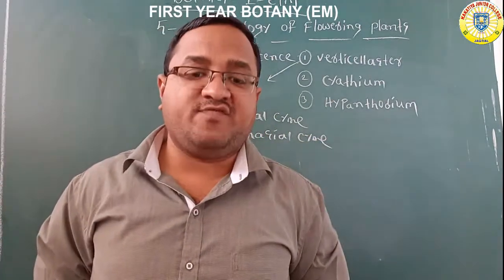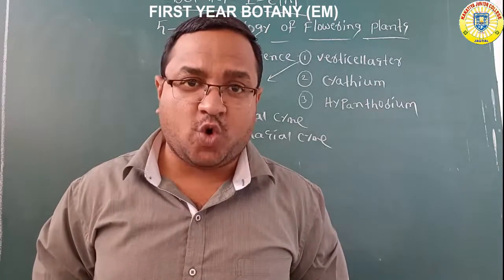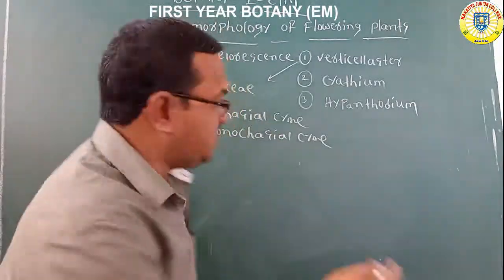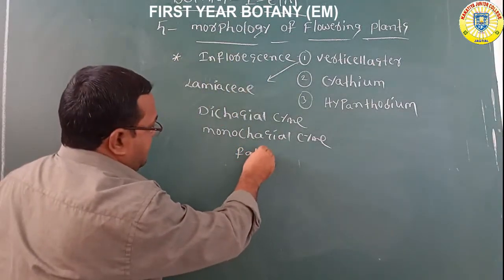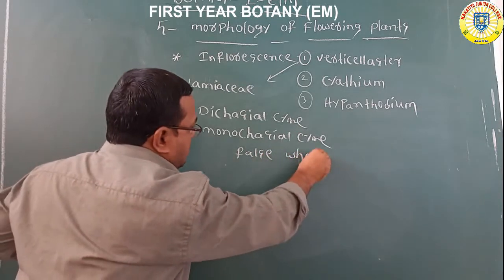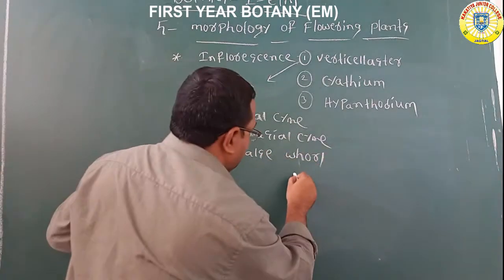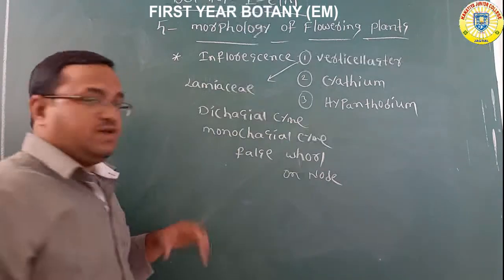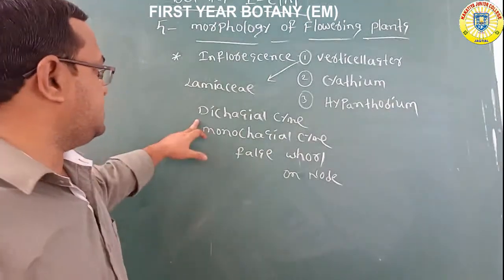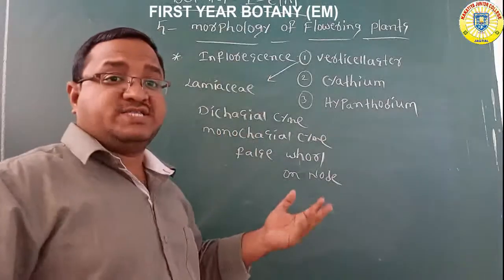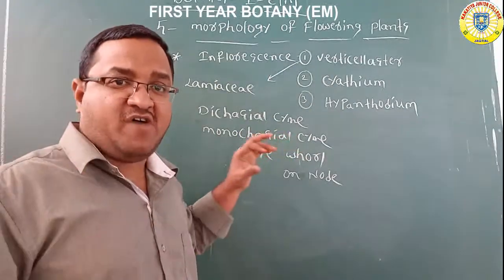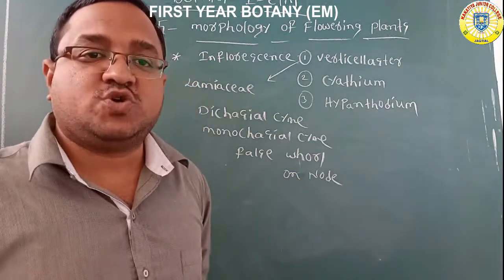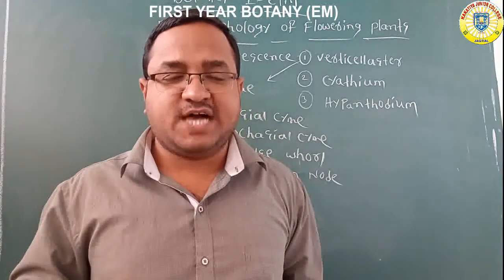Why? Because of the forming of a false whorl around the node. One false whorl means one false layer formed on the node. Actually the inflorescence is dichasial, but that turns into monochasial because of the formation of a false whorl on the node. So that seems to be a monochasial cymose inflorescence.